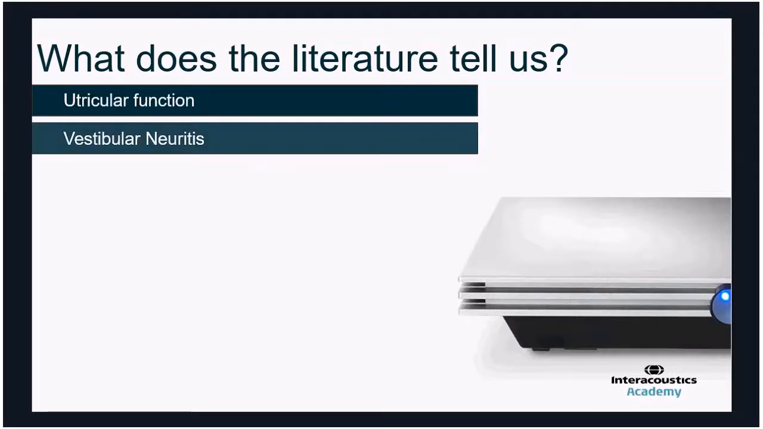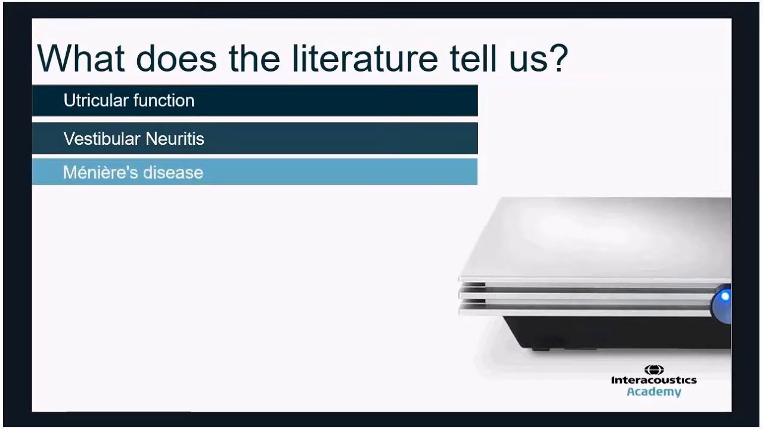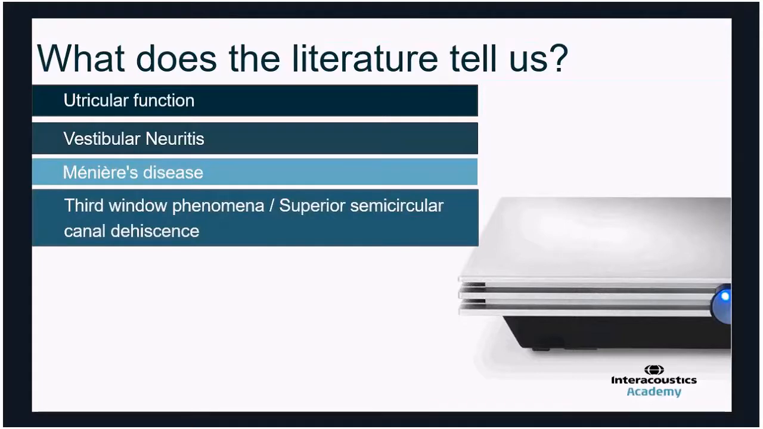We can look at vestibular neuronitis, and interestingly this is now leading us towards where these vestibular pathologies may possibly have a different identity, in that they don't necessarily always affect the same regions within the peripheral vestibular organ. We can look at things like Meniere's disease and certainly differentiate between definite Meniere's disease or probable Meniere's disease, looking at some of the changes in the cVEMP response for frequency. We can also look at third window phenomena, more commonly referred to as superior semicircular canal dehiscence.